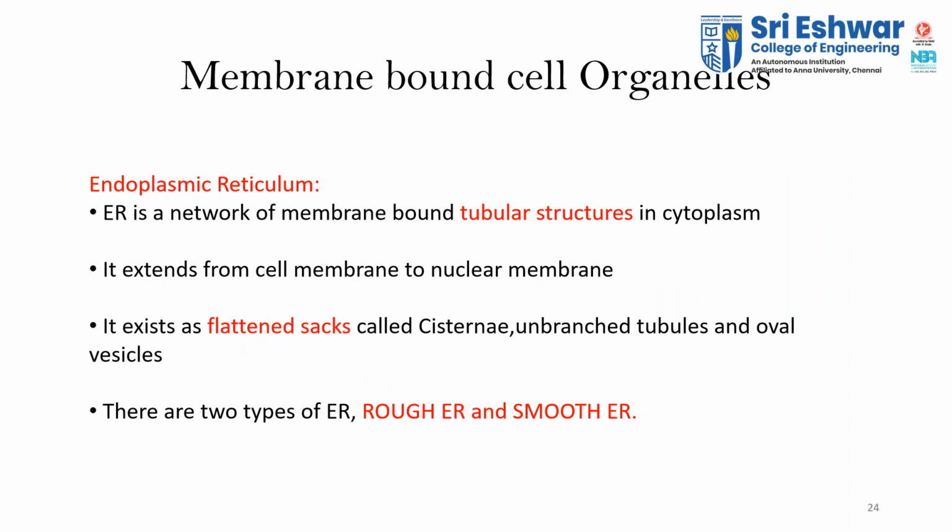Membrane bound cell organelles. Okay, endoplasmic reticulum. The endoplasmic reticulum is a tubular structure. It is also used to extend the cell membrane to the nuclear membrane. The flattened sac-like structure is called cisternae. There are two types of endoplasmic reticulum, one is rough and the other is smooth. This is used to support the function.